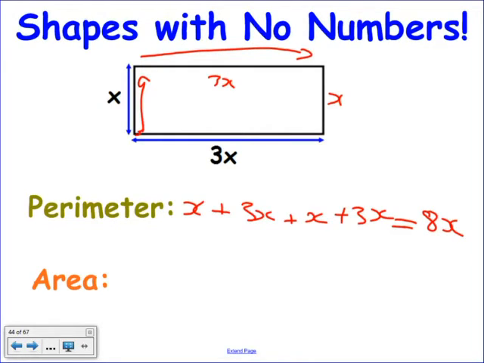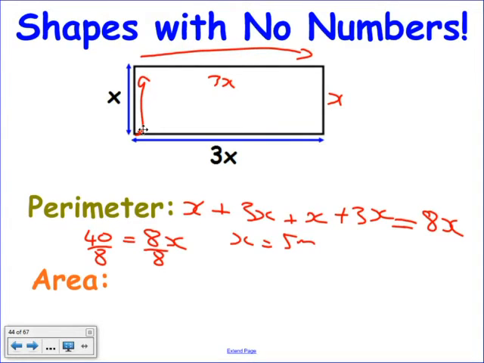Okay? They might then say, this is going to be a field and I've got 40 meters of cable, so what is x going to have to be? And it just becomes 40 equals 8x. I want x on its own, so I just divide by 8 on both sides. And it tells me that x is equal to 5 meters. Okay? And that's how you solve something with perimeters.